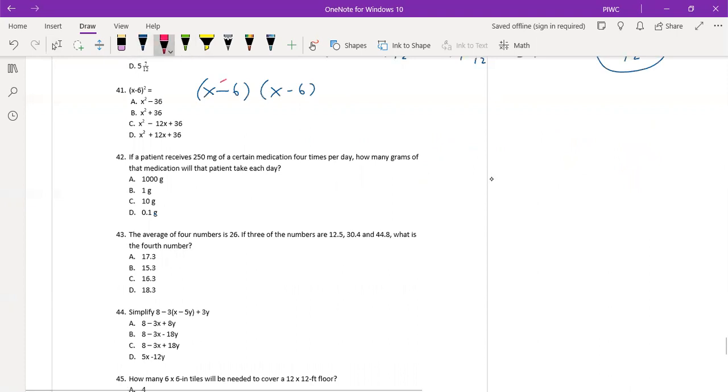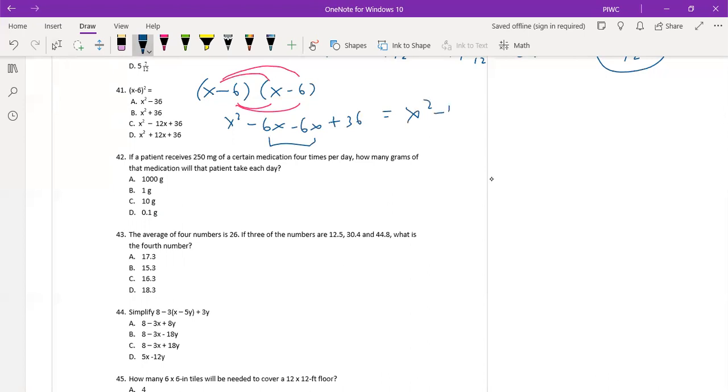So if you distribute x times x, then x times 6, then you multiply innermost and outermost. Okay. So x times x will be x squared. X times that will be negative 6x. Innermost negative 6x. Outermost negative 6 and negative 6, positive 36. So we end up with x squared, combine like terms here, 12x and then plus 36. Okay, so the answer that we expect here will be C.